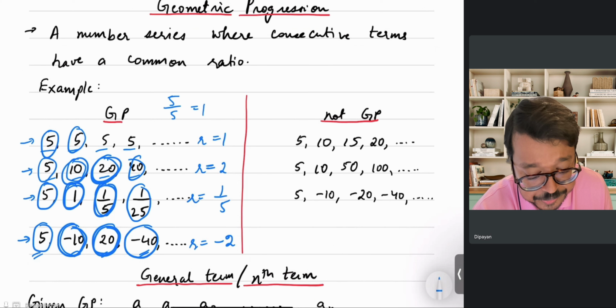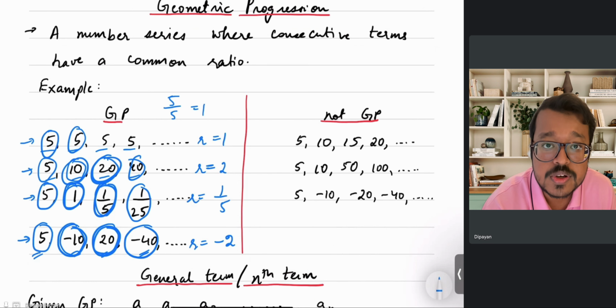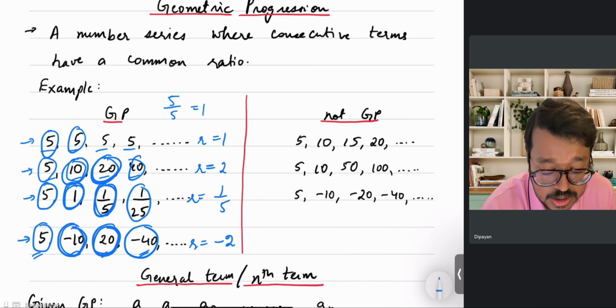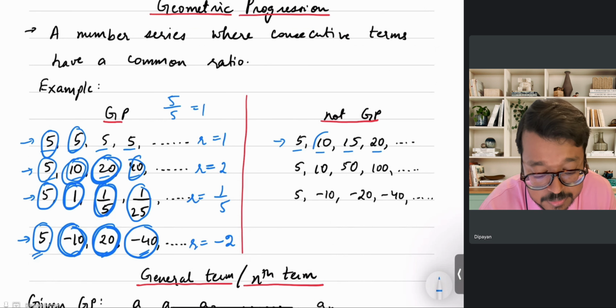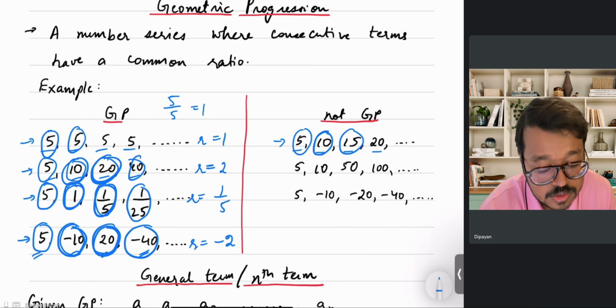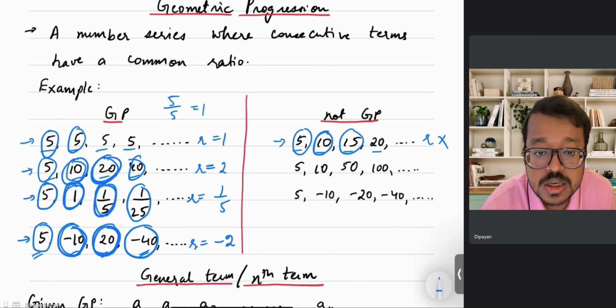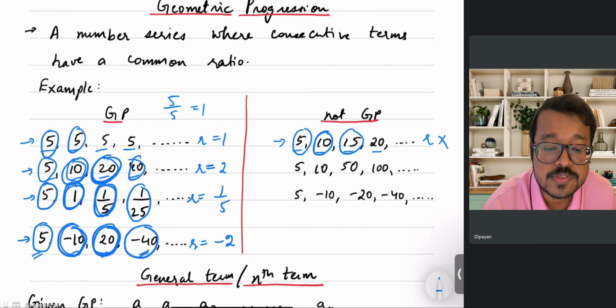Alright, now some examples of series which are not a GP. Let's say the first one is 5, 10, 15, 20. Here 10 by 5 is 2, but 15 by 10 is not 2. So there is no common ratio, it's not a GP. Rather, this becomes an AP because it has a common difference of 5.